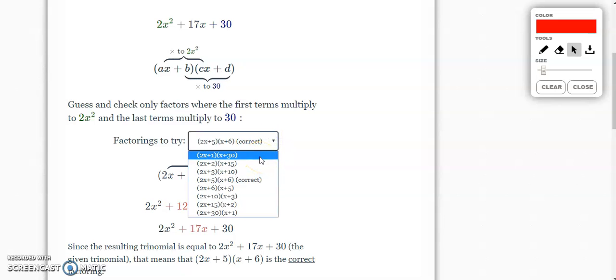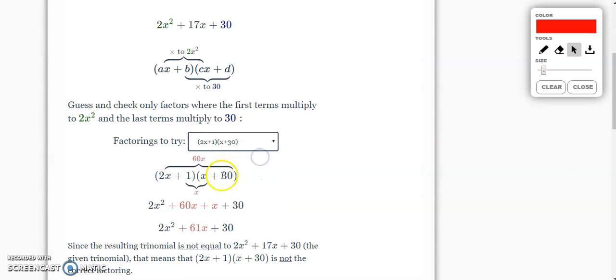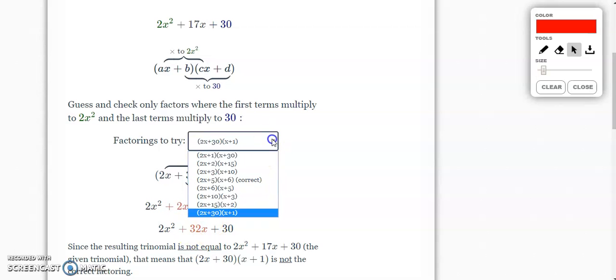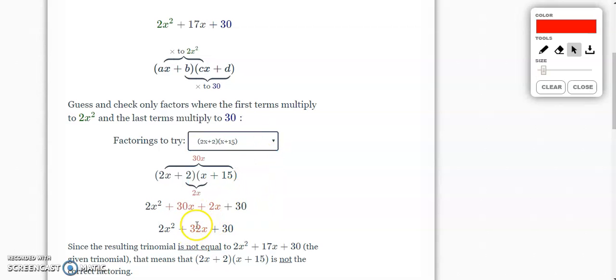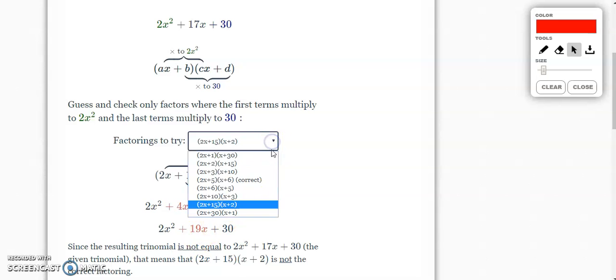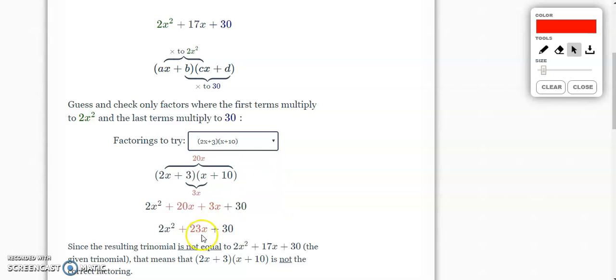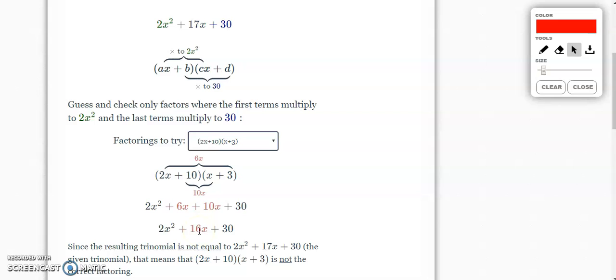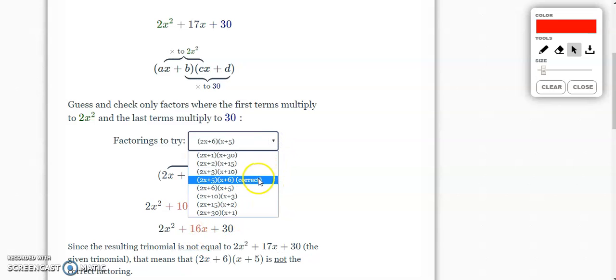Now what it's going to show me down here is all those combinations, the 1 and 30. If you want to see that, I know we skipped through it, but click on it here and that'll show you. That would have given us a 61. You could try 30 and 1, that gave us 32. 15 and 2, 32, and a 19, so that wasn't going to work. 3 and 10 gave us a 23. 3 and 10 here gave us a 16 when we flipped it. And then here was our correct combination of 5 and 6. We also showed 6 and 5, which was just a little bit off.